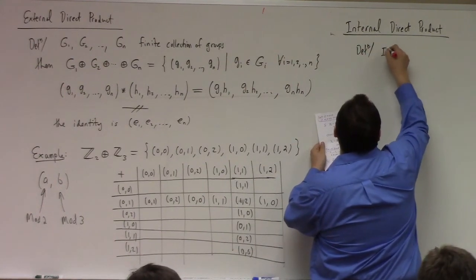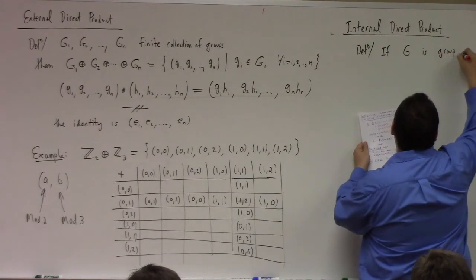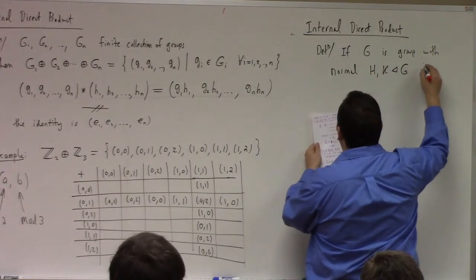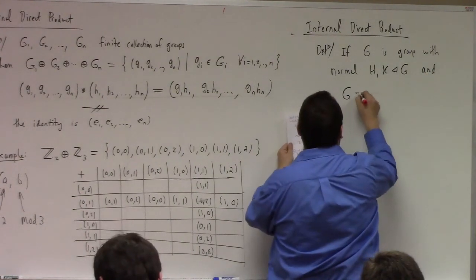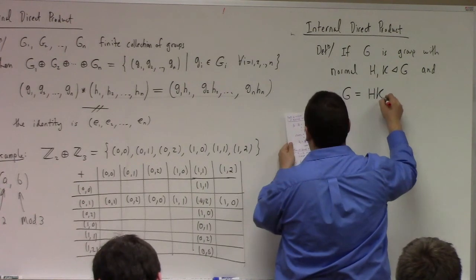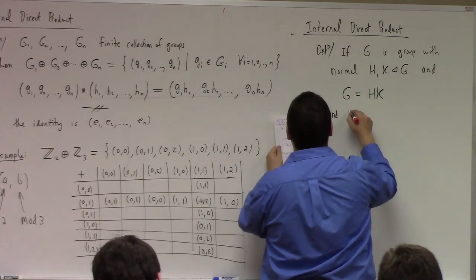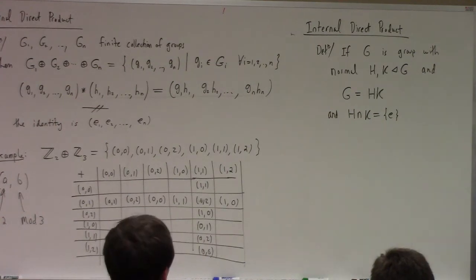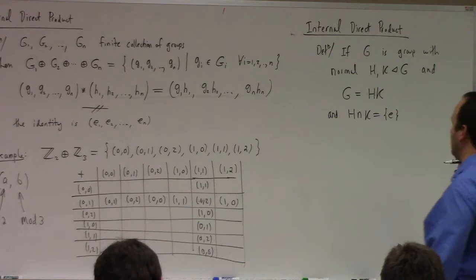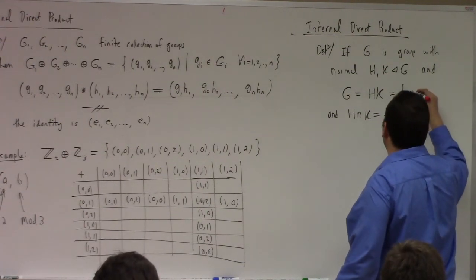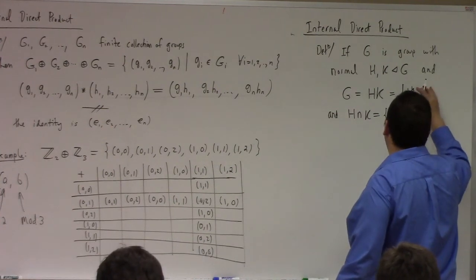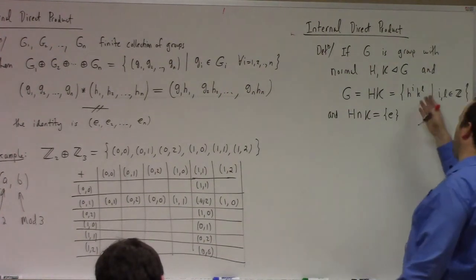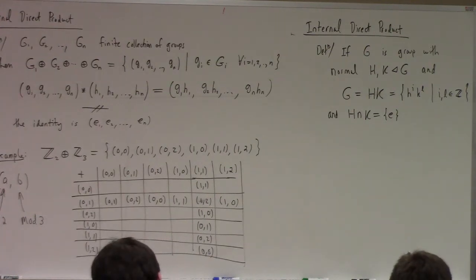Definition: if G is a group with normal subgroups H and K, and G is equal to HK. You're like, what is HK? Very good question. How would you define HK, guys? This is the set of all possible products taken from H and K. You could write it as h to the i, k to the l, such that i and l are in Z. All possible products, something like that. I think I got that right.